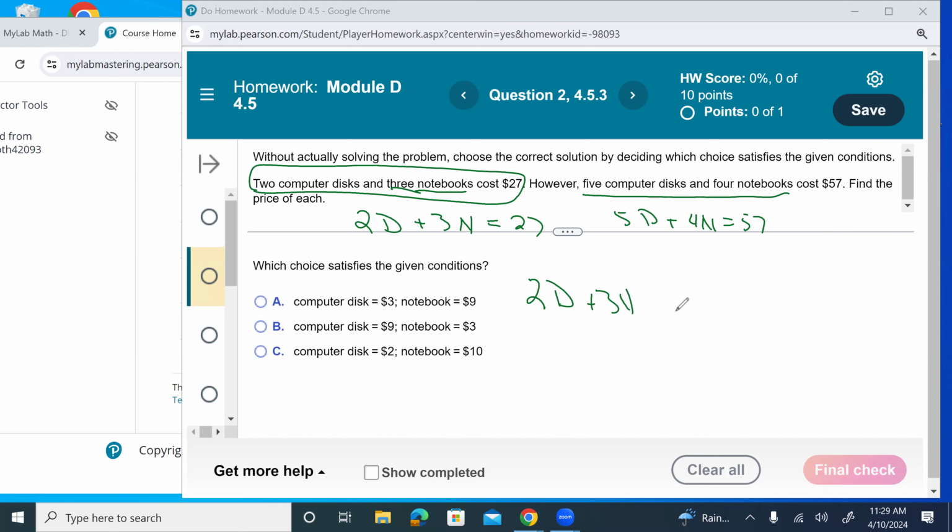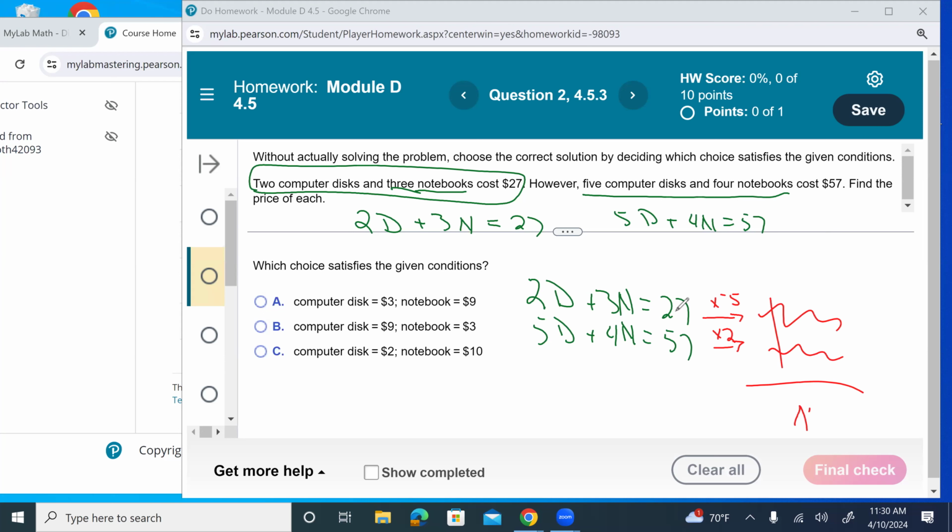2D plus 3N equals 27. 5D plus 4N equals 57. If I tried to eliminate the D's, I could multiply this one times -5 and this one times 2 and make that -10 a +10, right? Then I'd have an equation here and an equation here. These D's are going to cancel, but I'd wind up with N equals some number. Then I would know how much a notebook costs.